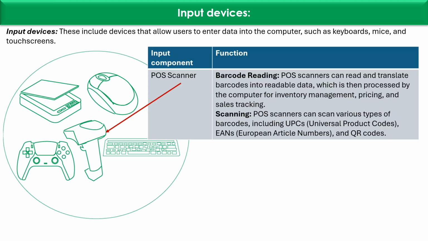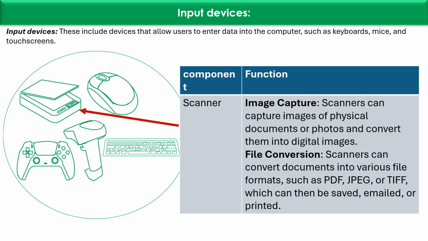Another one is a point of sale scanner, as indicated there. This one is used to read barcodes of products and also for scanning. And then the other one is a normal scanner, used to capture images and also to convert files from PDF, JPEG, TIFF to different formats.